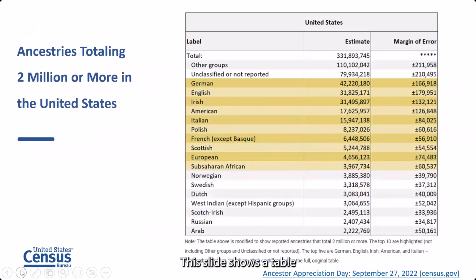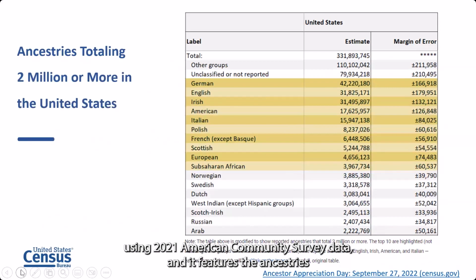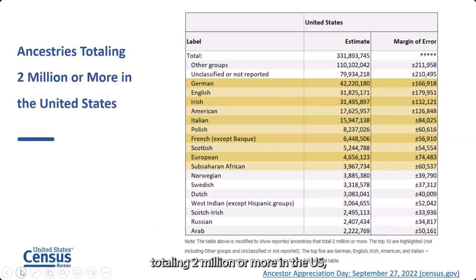This slide shows a table using 2021 American Community Survey data, and it features the ancestries totaling 2 million or more in the US, with the top 10 ancestries highlighted, not including the other groups or unclassified or not reported categories. The top 5 groups are German, English, Irish, American, and Italian, each with a population of more than 10 million. Victoria will show you how to access this and similar information during the online demo.